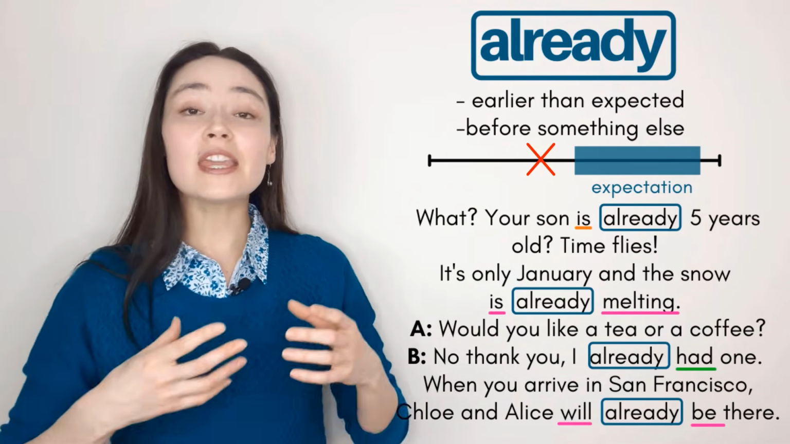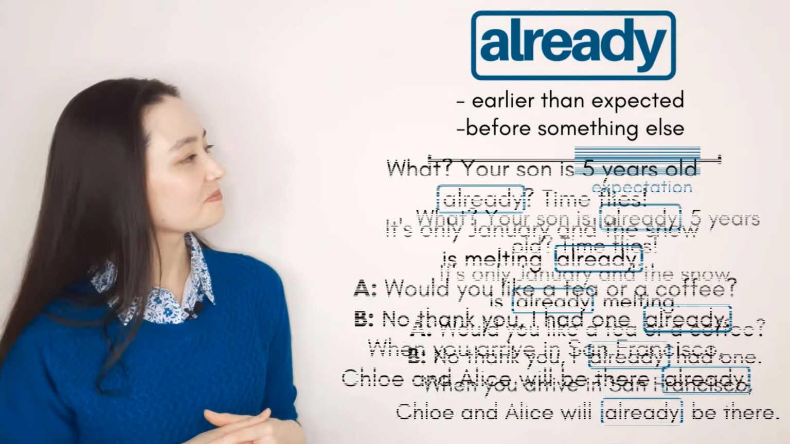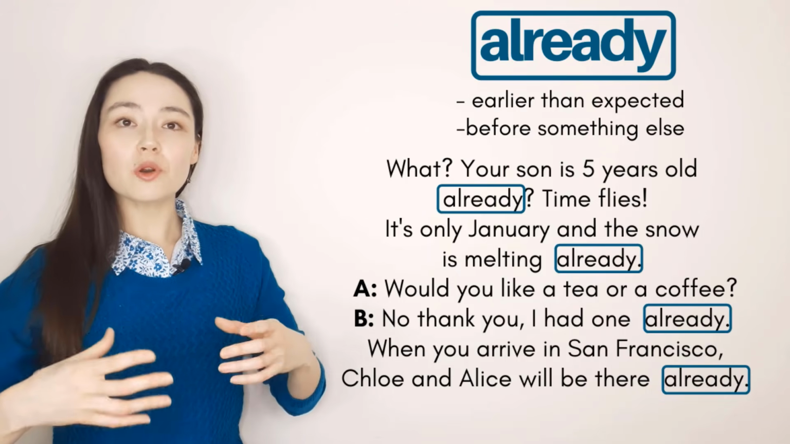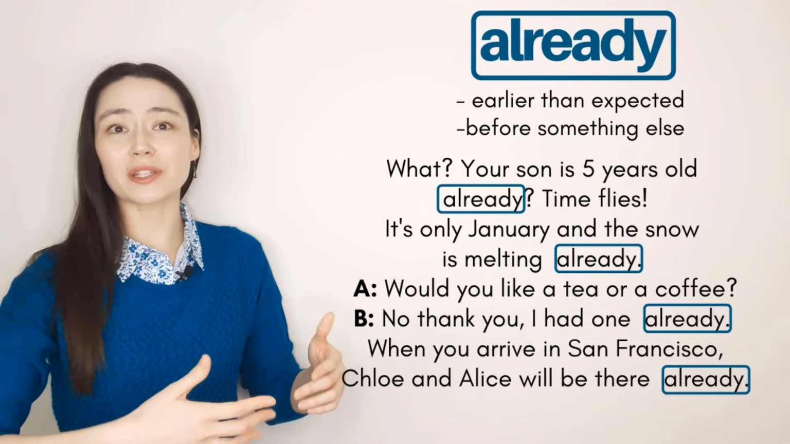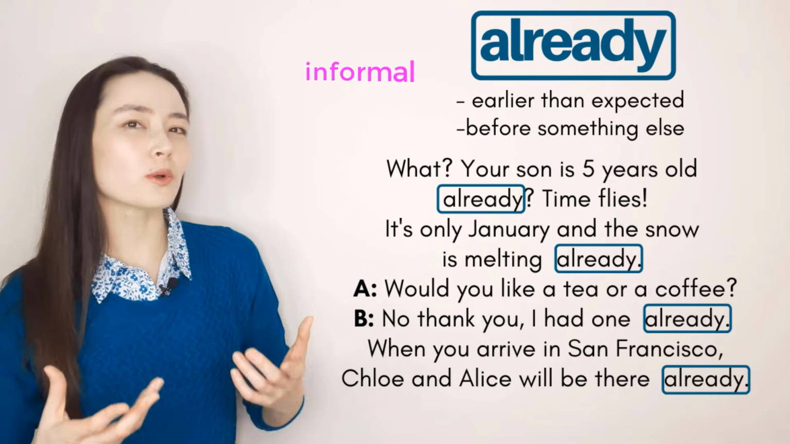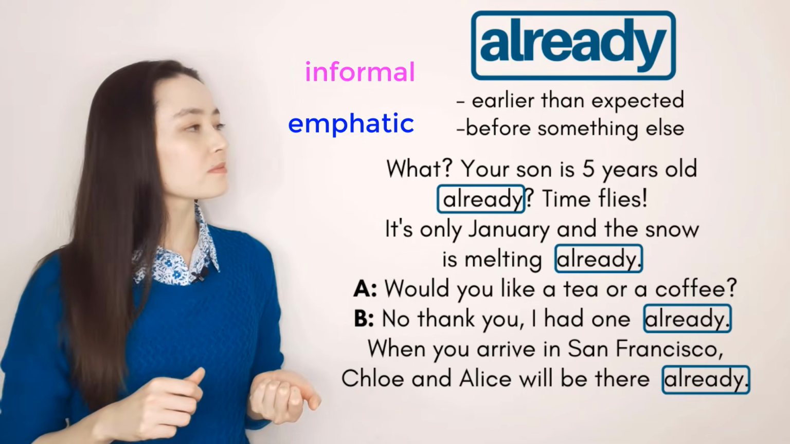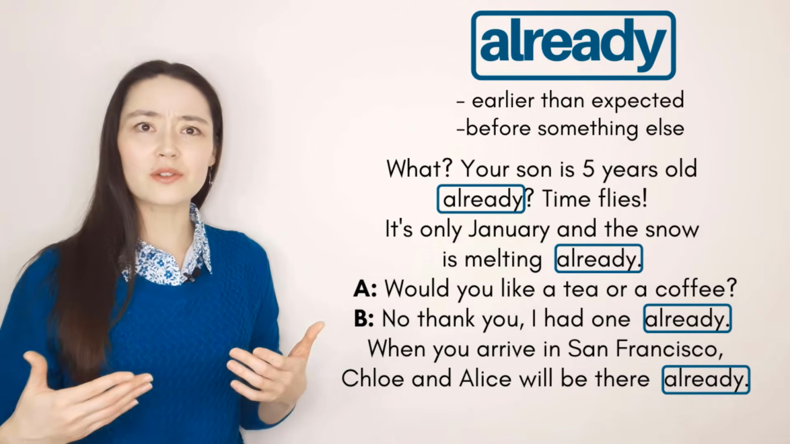With already, the end position is also perfectly correct. When we put already at the end of our sentence or at the end of the clause, it's a little bit more informal, it's more casual and more emphatic, actually. What? Your son is 5 years old already?